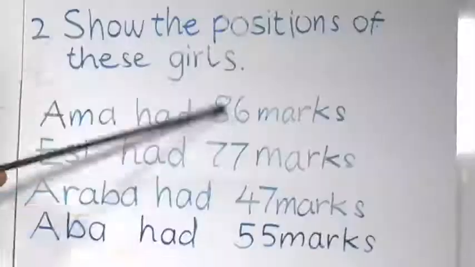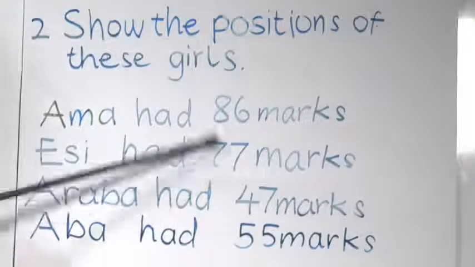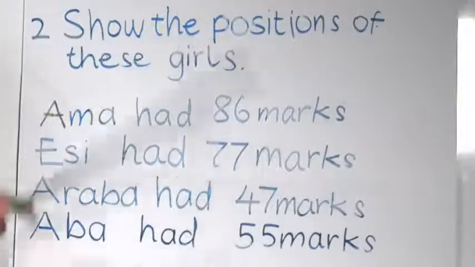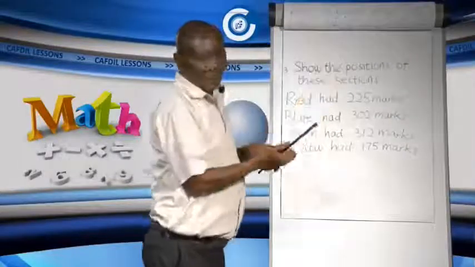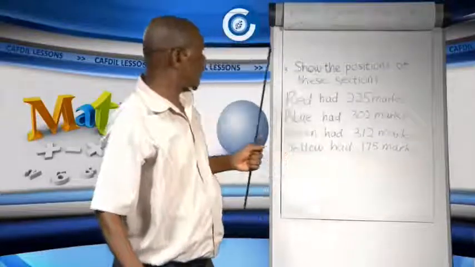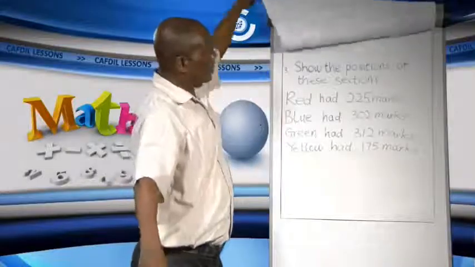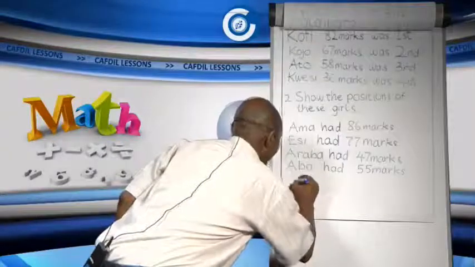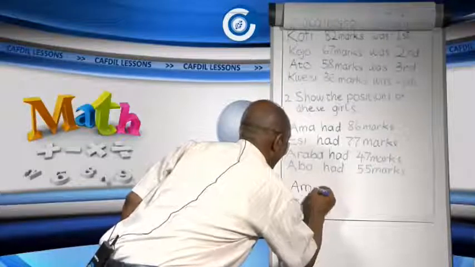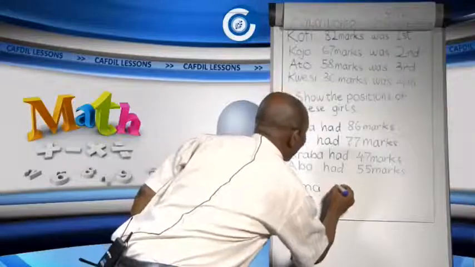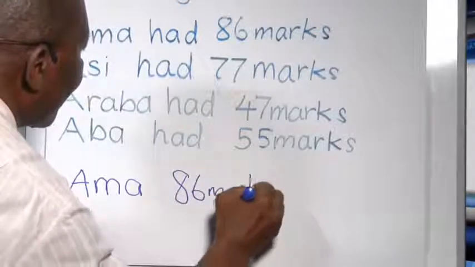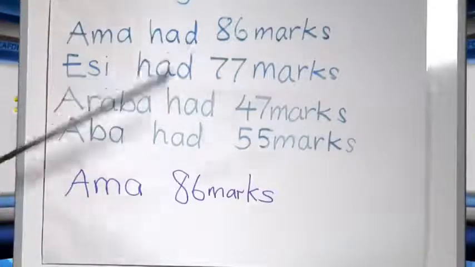Amma with 86 marks, AC with 77 marks, Araba with 47 marks, and Abba with 55 marks. So Amma is first.